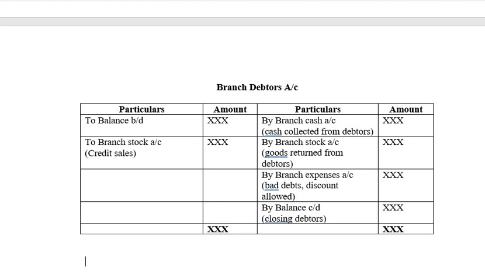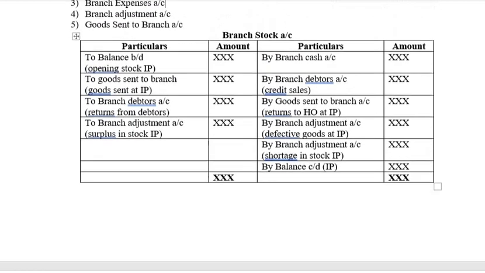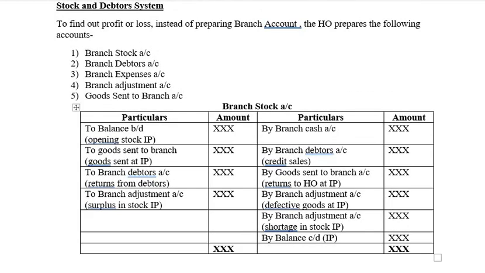The next one is branch debtors account. But before I show you the next specimen, I'll explain why the stock account is being prepared. We have seen the specimen. Branch stock account contains different transactions, like you can see here. You have the opening stock, then the shortage, then the defective goods, returns being made to the head office and so on. So these are the transactions that you find in the branch stock account.